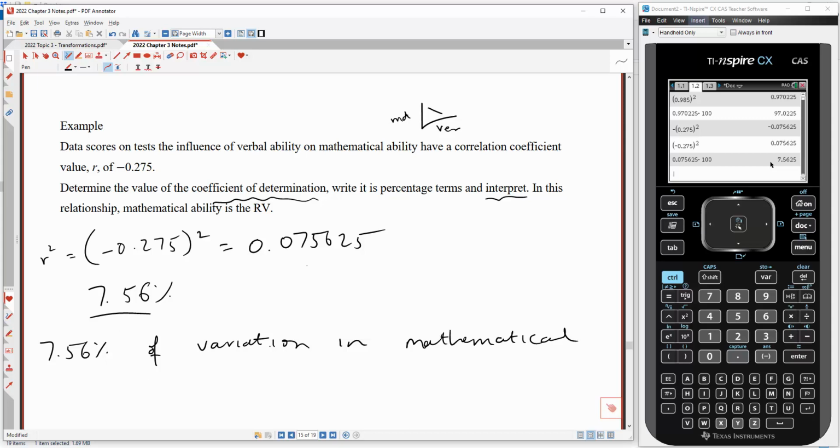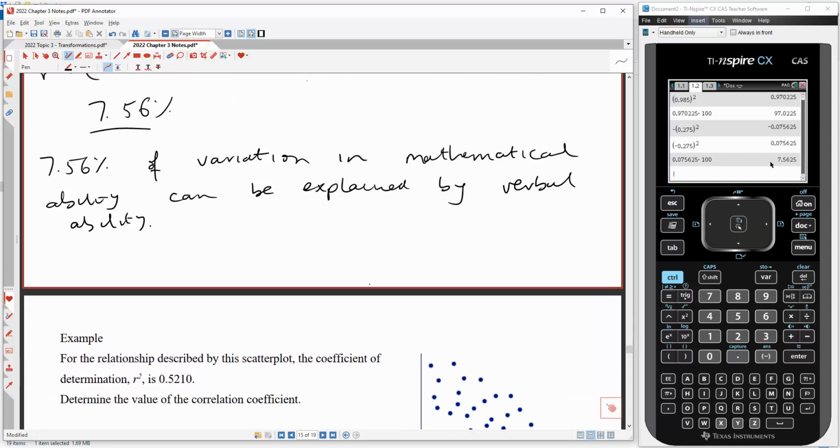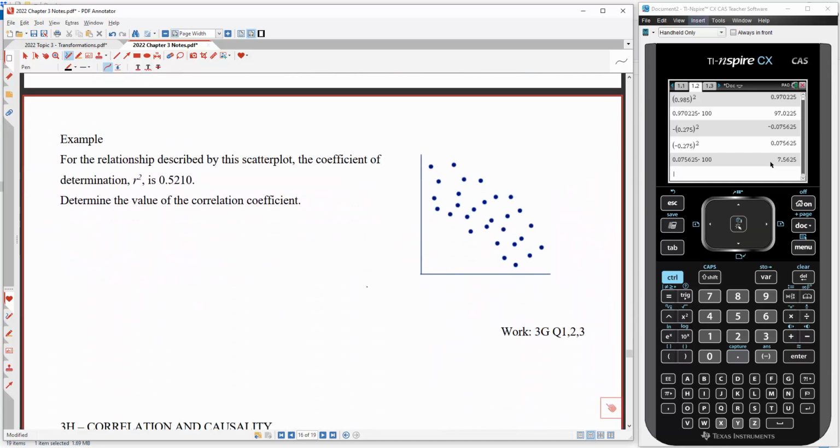Variation in mathematical ability can be explained by verbal ability. In other words, hardly any of the variation in mathematical ability is explained by verbal ability. It's something else. There's something else going on. Who your primary school teacher was, I don't know, all sorts of things.